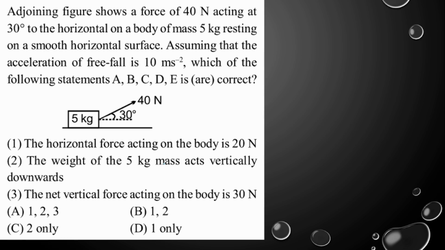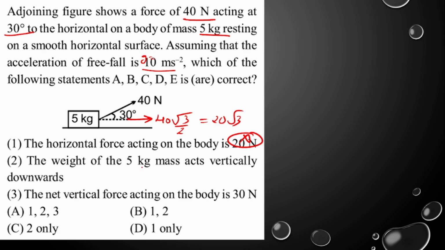Here the adjoining figure shows a force of 40 Newton acting at 30 degrees with the horizontal, and a 5 kg mass resting on a smooth horizontal surface, assuming that the acceleration of free fall g is 10. Which of the following statements A, B, C, D are correct? The horizontal force acting on the body is 40 cos 30, and cos 30 is root 3 by 2, that is 20 root 3. So this 20 is wrong.